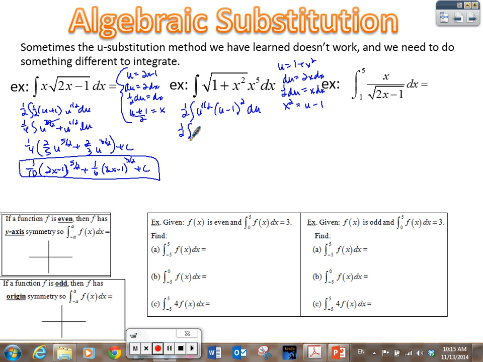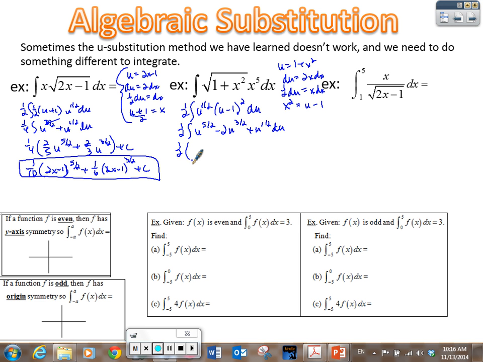u to the 5/2 minus 2u to the 3/2 plus u to the 1/2 du. So I did a couple of steps at once. I FOILed it out and I distributed the u to the 1/2. We good? Now we do our reversal power rule.